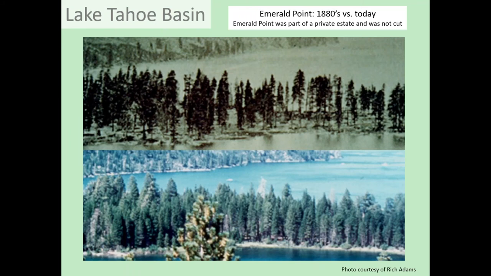This is a photo of Emerald Point at Lake Tahoe in the 1880s. That was one of the few places at lake level that was not cut. You can see it's essentially a savanna in the 1880s, and now you can see what it looks like today. We do a lot of work in this stand because it has some of the biggest ponderosa pine you'll ever see, 75, 80, 85 inches DBH, and this place is in big danger of going up in flames.